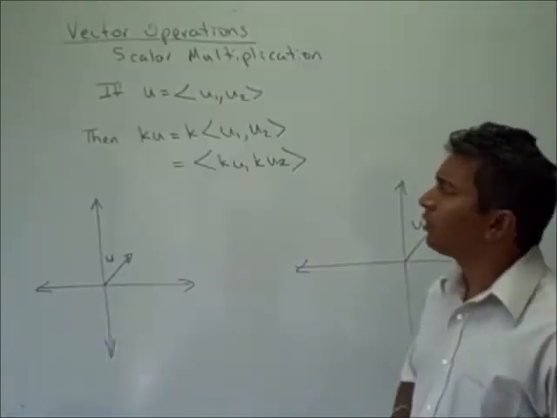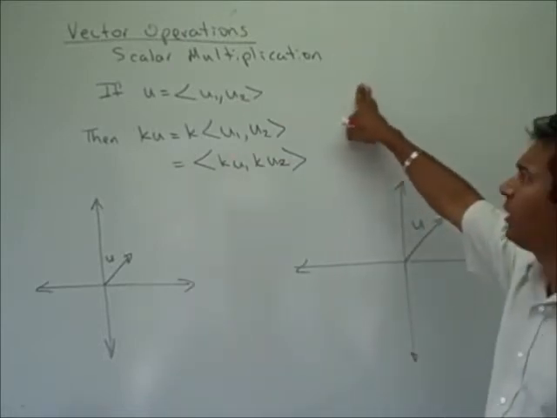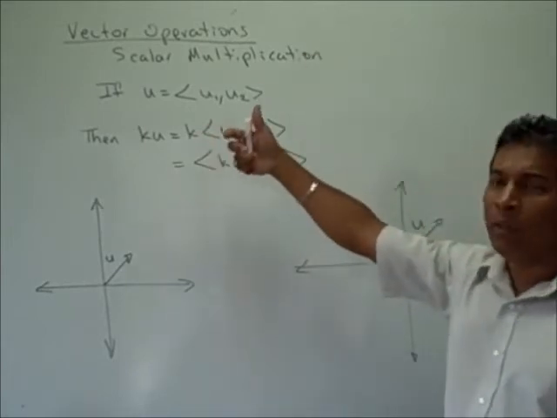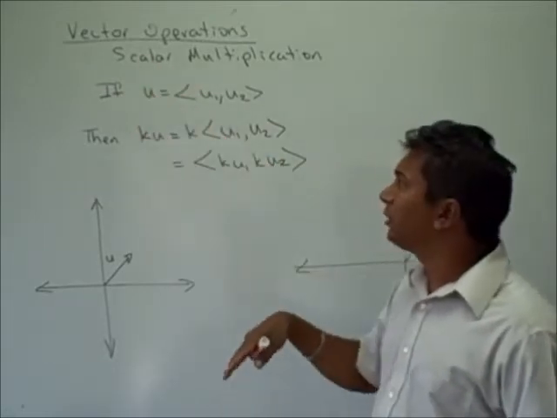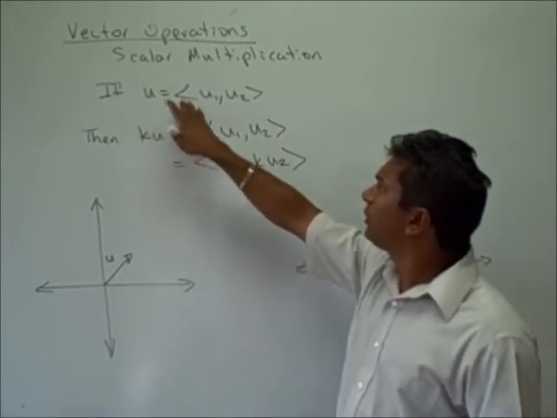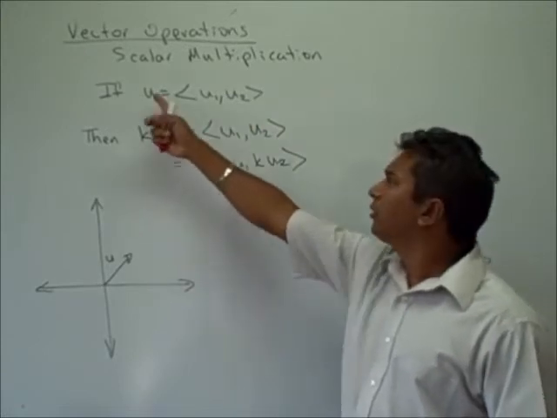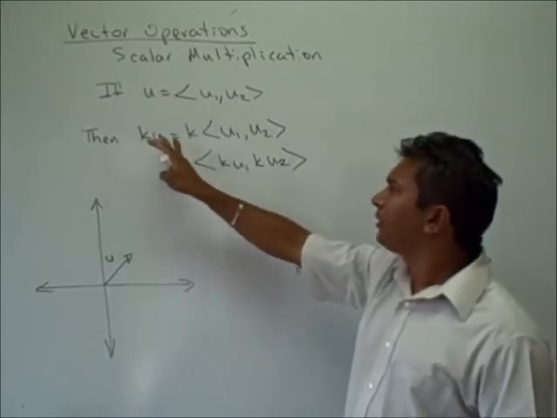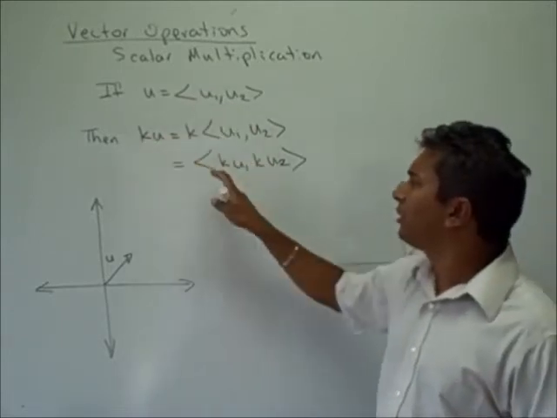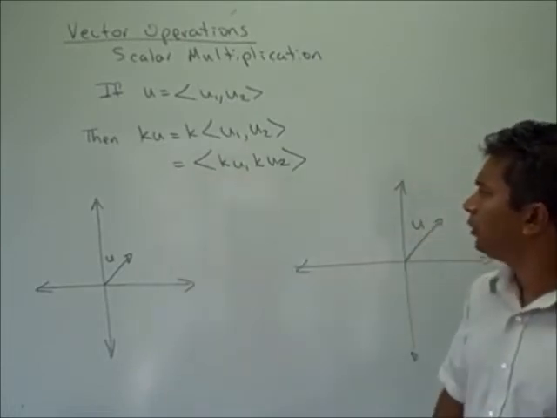In this section, we're looking at two fundamental vector operations. The first one is scalar multiplication, and when we talk about multiplying by a scalar quantity, we're talking about multiplying by a constant, and this constant is a real number. So if we have our vector u, whose component form is u1, u2, when we multiply that vector u by a constant k, this is the same thing as multiplying each component by that constant k. So this becomes k times u1 and k times u2.